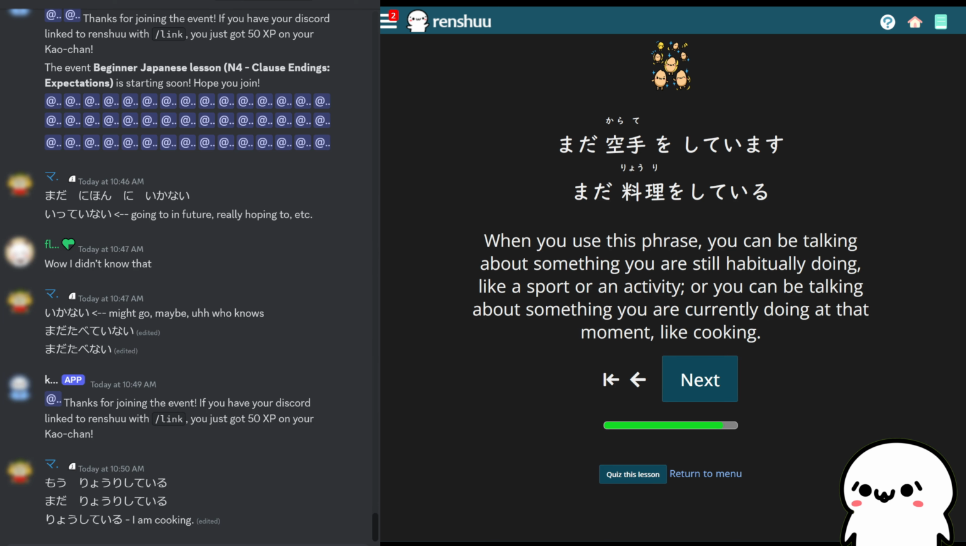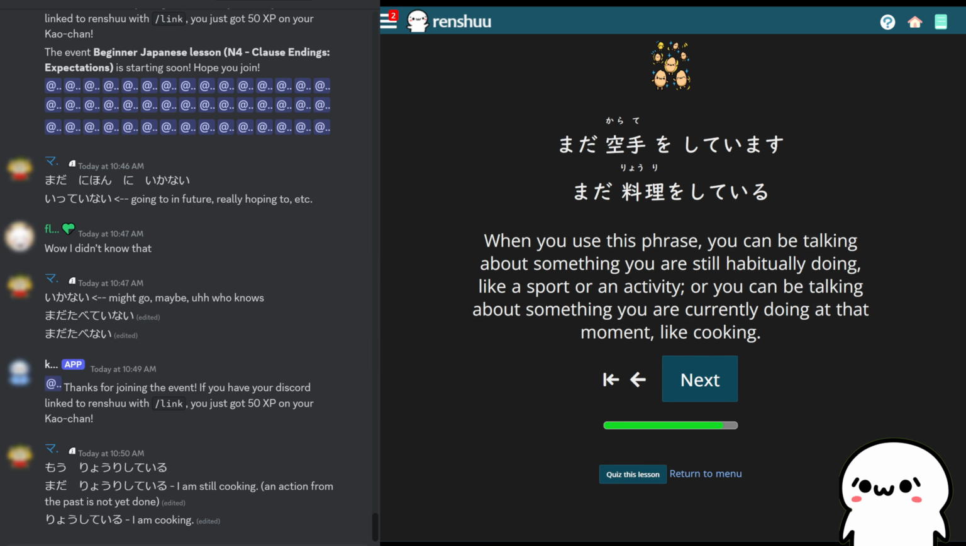The one we just learned is, now, of course, we can say, oh yeah, it just means I am still cooking in English. But what we want to focus on is, it means this. An action from the past is not yet done. So mada is focusing on the not doneness of the action. It is not yet done. That's what mada is focusing on.